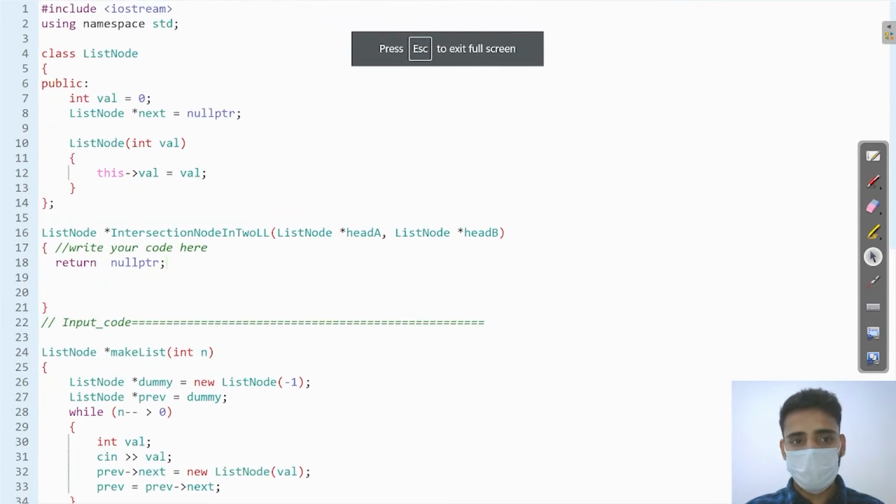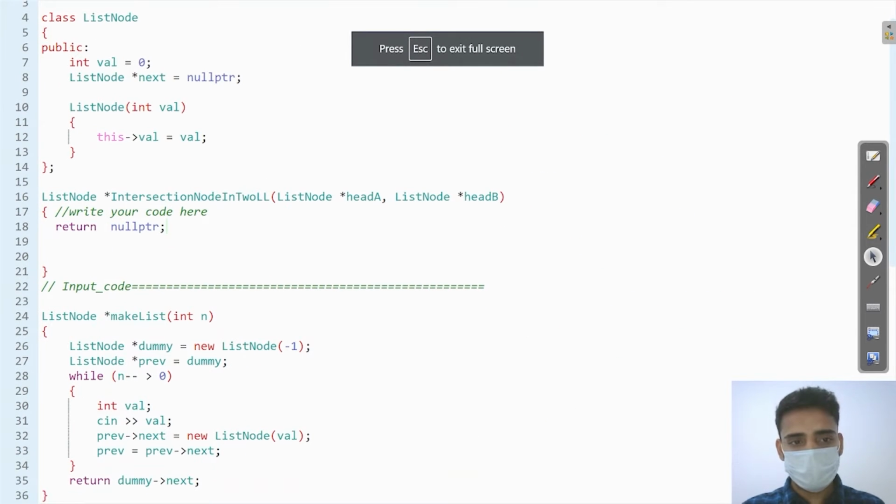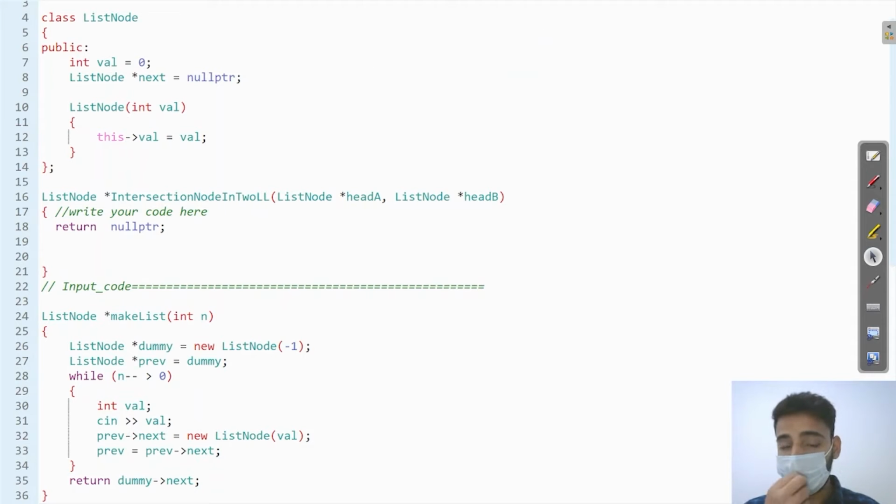Okay, so we are here on the editor. First of all, we have to implement that Floyd cycle. For that we have to make a function which will give us the starting point of the cycle. So let's write ListNode startingOfCycle, and inside this we have a given node named head.